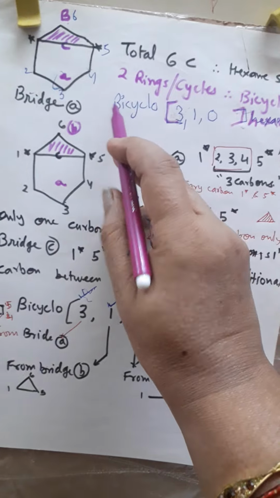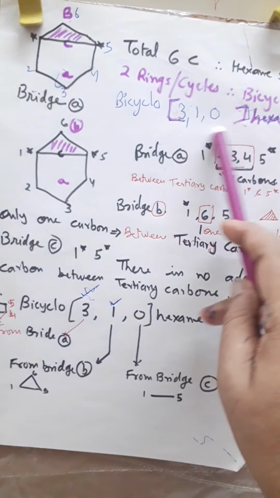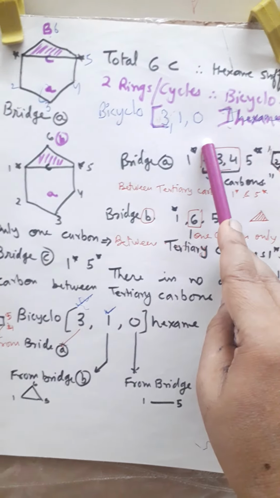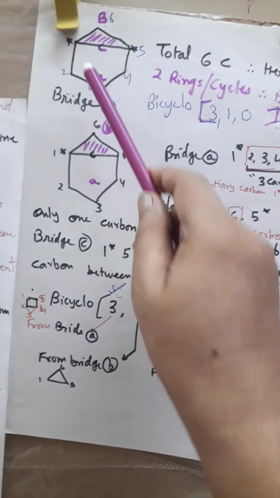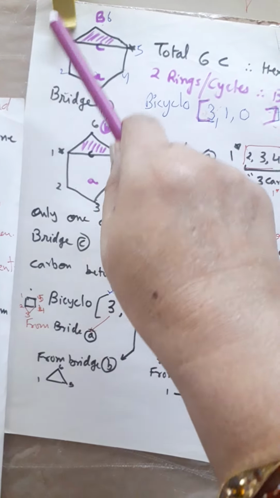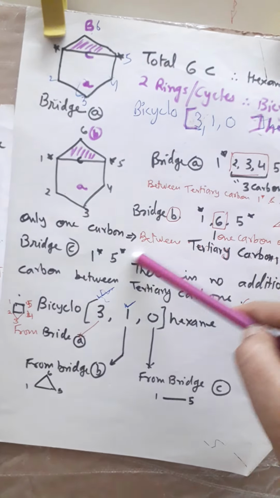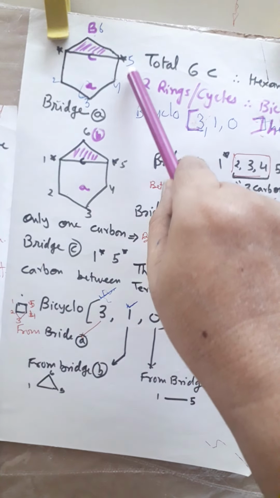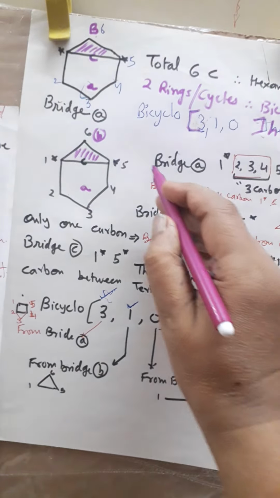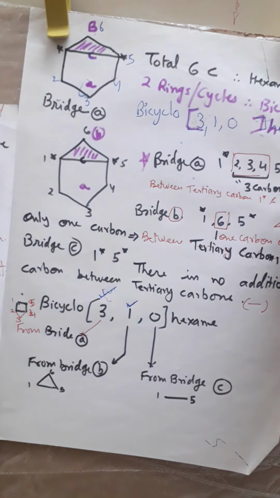Now I made a square bracket. Okay, and first here bicyclo, since two rings are there, so I made bicyclo. And now what do we have to write inside the square bracket? As we discussed in the first case, we have to count how many carbons are in between the tertiary carbons. See, first carbon, and this fifth carbon, where I have written A here, bridge A, that is the pentagon. Here I made the pentagon.